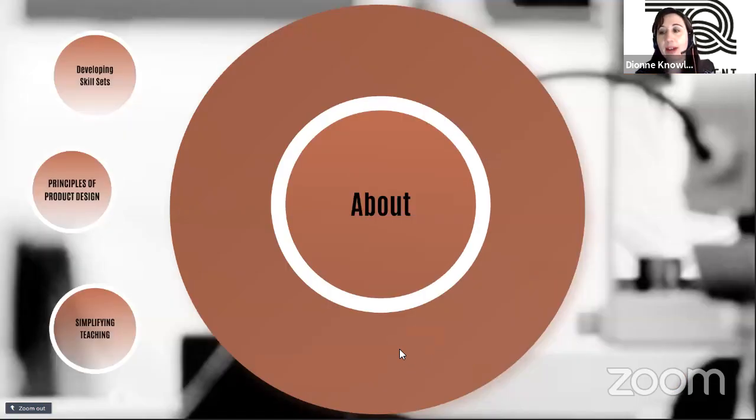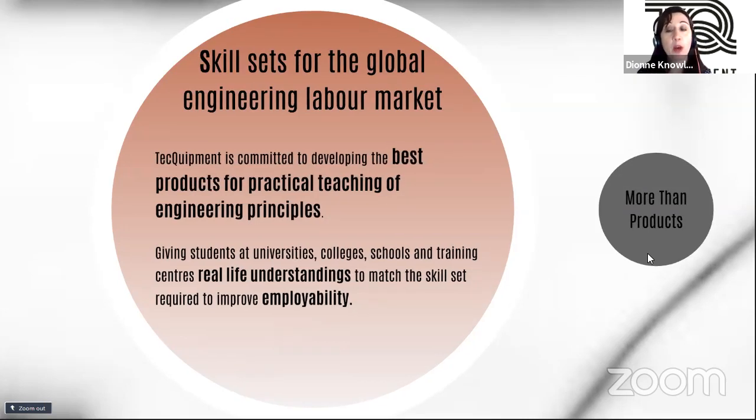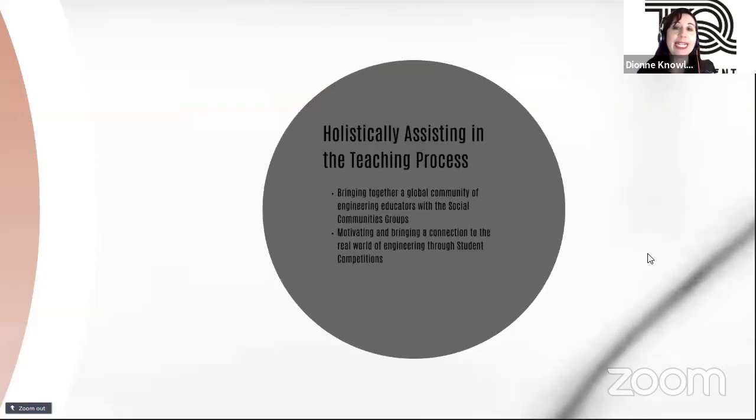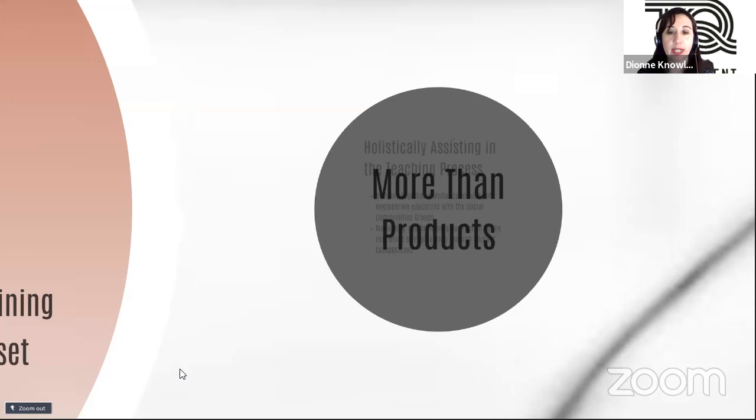There are some very underlying principles about what we do. Yes, we make products for practical teaching. What these are about is real life understanding that improves employability, making students ready for the world of engineering tomorrow. But we're more than just the products themselves. We see ourselves as very much holistically involved in the teaching process. We've got social communities that we host online. We do student competitions, all about engaging students.